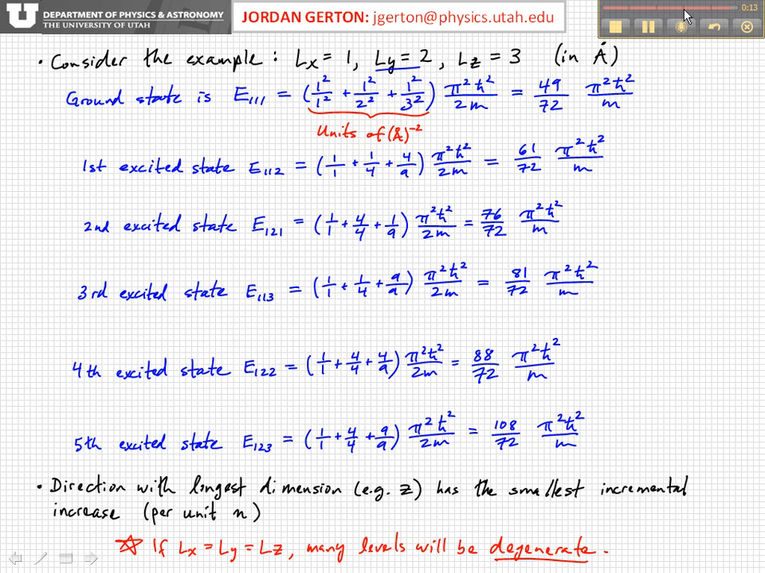Okay, and again, a general principle is that the direction with the longest dimension, in this case the z direction, has the smallest incremental increase each time that you increase the quantum number, and so that helps.